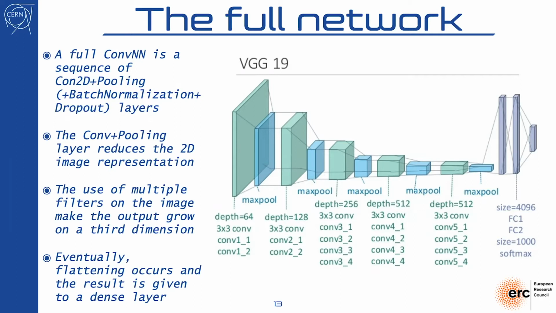And see, what you're doing is that you're shrinking in X and Y, but you're making it deeper and deeper in Z, until the very end, where what's obtained is basically a one-dimensional array that then is passed to dense layers. This is a very typical architecture.